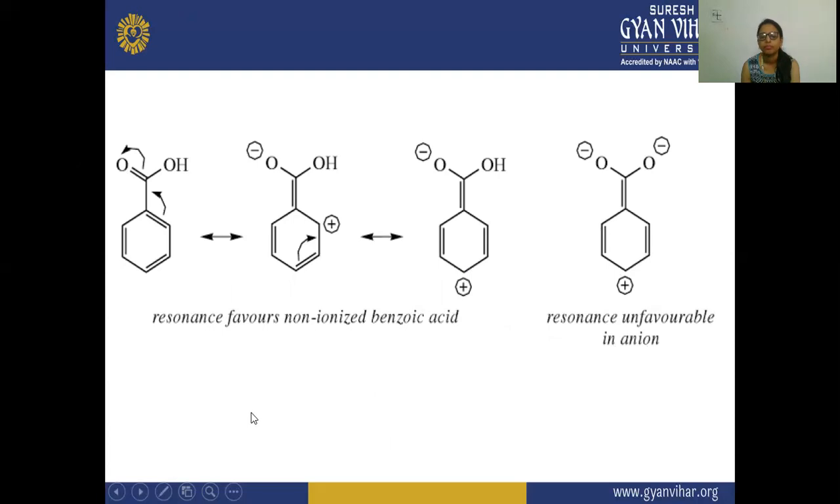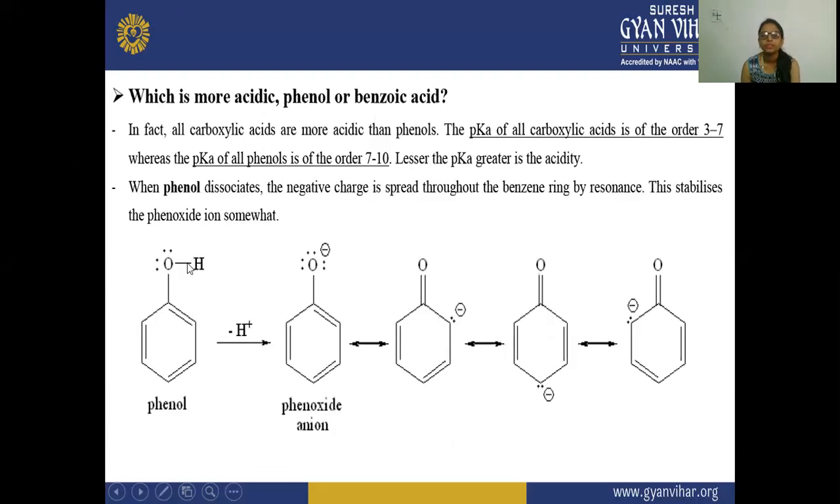This is happening here. Now, which is more acidic, phenol or benzoic acid? Carboxylic acids are more acidic than phenol, because the pKa of carboxylic acids lies between 3 and 7, and the pKa of phenol lies between 7 and 10. And the lesser the pKa, the greater the acidity. When phenol dissociates, it forms a phenoxide ion, and the negative charge is spread throughout the benzene ring by resonance, and this stabilizes the phenoxide ion somewhat.